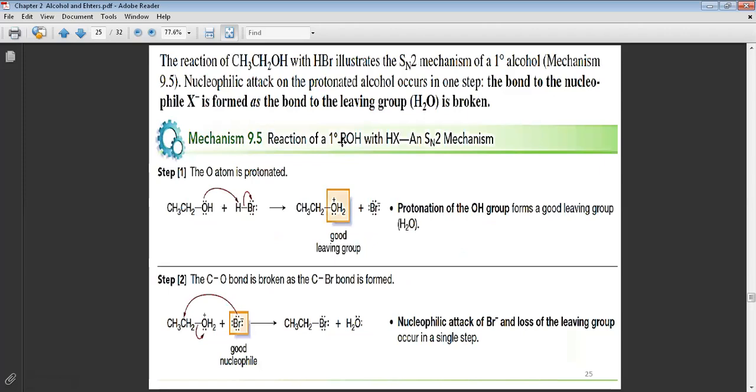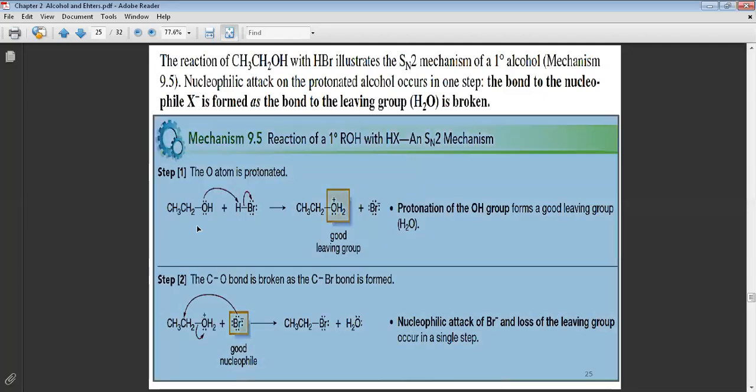Look here, the reaction of a primary alcohol with HX is by what? By the SN2 mechanism. If you say the reaction of a primary alcohol with HX is by the SN1 mechanism, it will be an error, a mistake. Now take this. We have a primary alcohol.